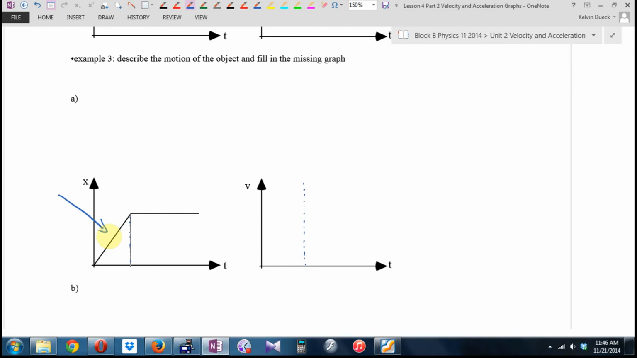Oh, you're killing me. Where does speed or velocity appear on a velocity time graph?